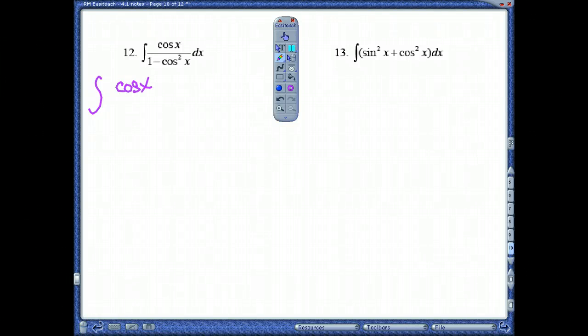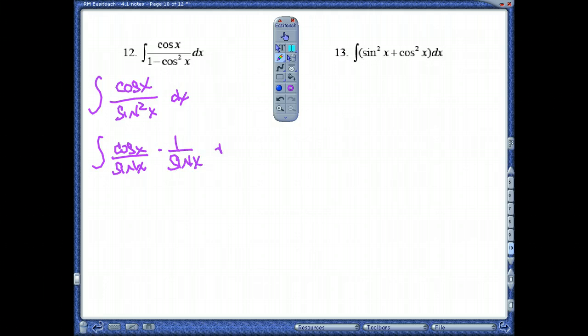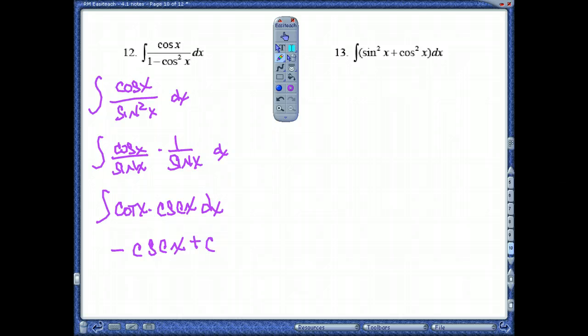Alrighty, so after you unpause, 1 minus cosine squared is sine squared. Now this problem is very much like what we just did. Split up the sine. We are unmultiplying, factoring. Sure enough, we get our cotangent of x times cosecant of x, which we do know how to integrate. It's negative cosecant plus c. Okay.